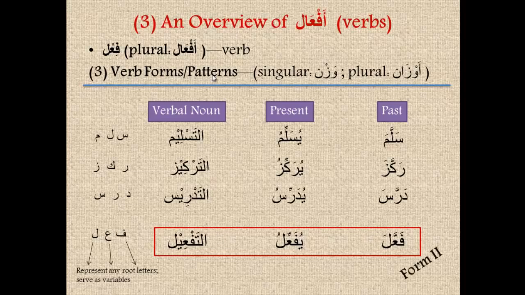And in reality, this is actually form 2. It's called form number 2. So we would call sallama a form 2 verb because it fits onto this pattern. Sallama, yusallimu, at-taslim fits the pattern fa'ala, yufa'ilu, at-taf'il. We call it a form 2 verb. Likewise, we call rakkaza a form 2 verb, and we also call darrasa a form 2 verb.